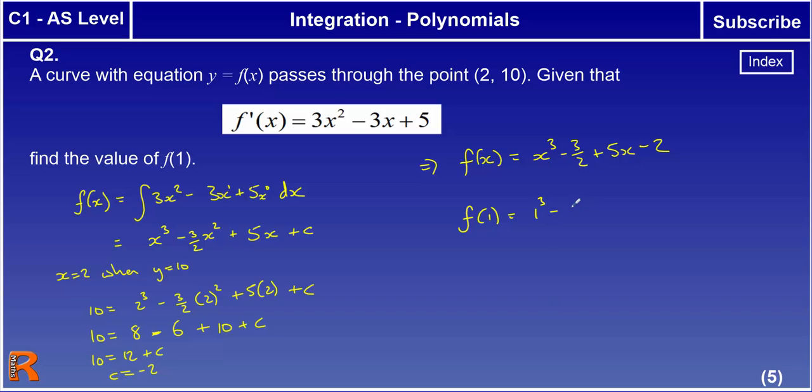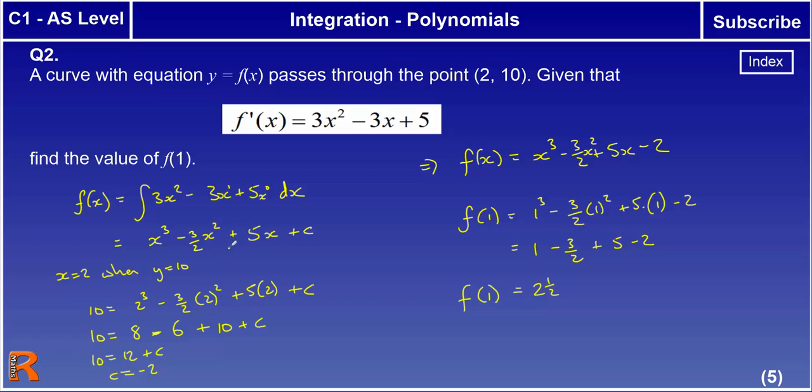So we've got 1 cubed minus, oh, I missed something out there, 3 over 2 x squared. See, I spotted that. So minus 3 over 2 times 1 squared, plus 5 times 1, minus 2. So we've got 1, because 1 cubed is 1, minus 3 over 2 times 1, plus 5 times 1, minus 2. So we've got 1 plus 5 is 6, take away 2 is 4, minus 1.5. 4 minus 1 is 3, minus a half is 2.5. So f of 1 equals 2.5.